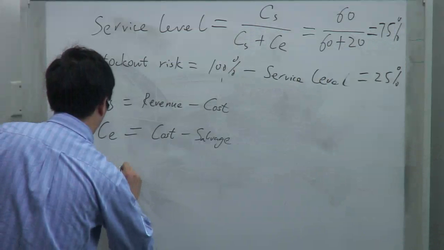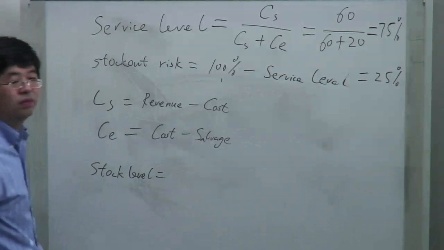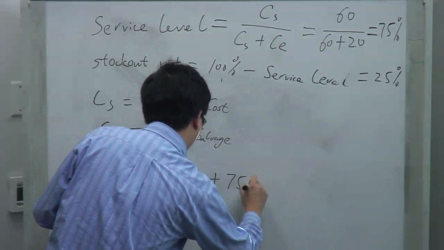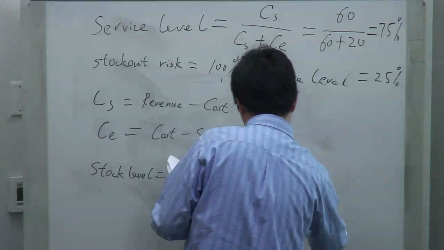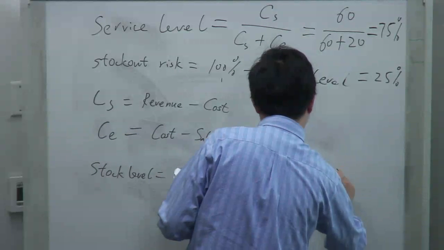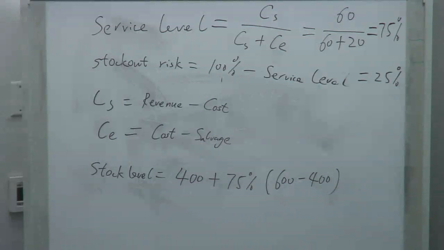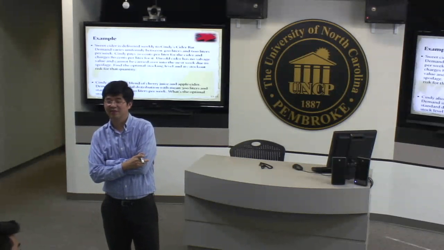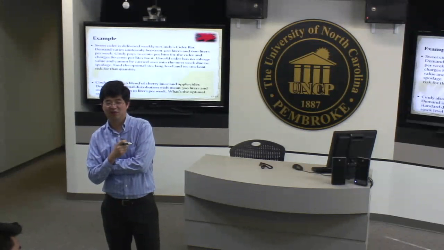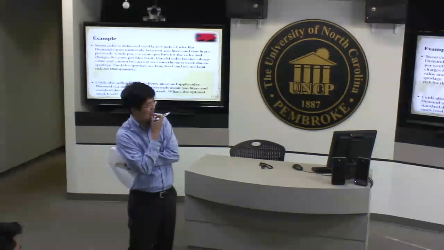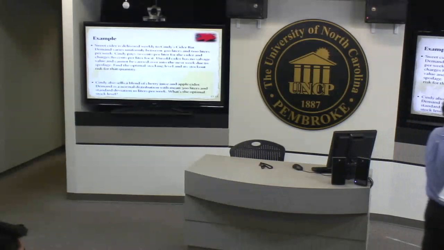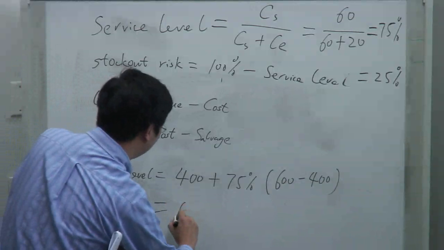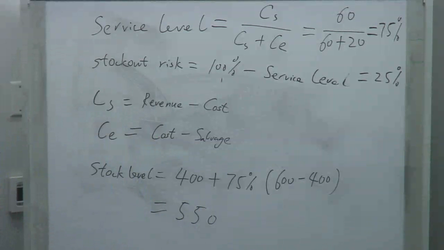Stock level. Alright, but I still need somebody to explain to us. Do you agree with me? What I have written here? That wasn't very hard. And what is the result? Equal to what? 550. Okay. Anybody can explain that to us?